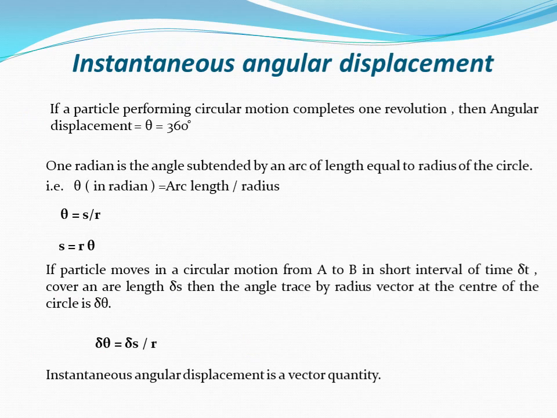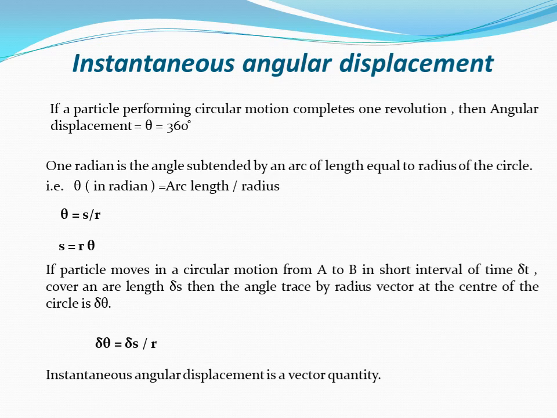Instantaneous angular displacement. Instantaneous means whatever happens in a very short time period. Consider a particle performing circular motion and it completes one revolution. Then theta is equal to 360 degrees, and 1 radian is the angle subtended by an arc of length equal to the radius of the circle. Here theta, in radian, is equal to the arc length divided by the radius. Mathematically it is written as theta is equal to s divided by r, where s is the arc length and r is the radius. From the given equation we get s is equal to r times theta.